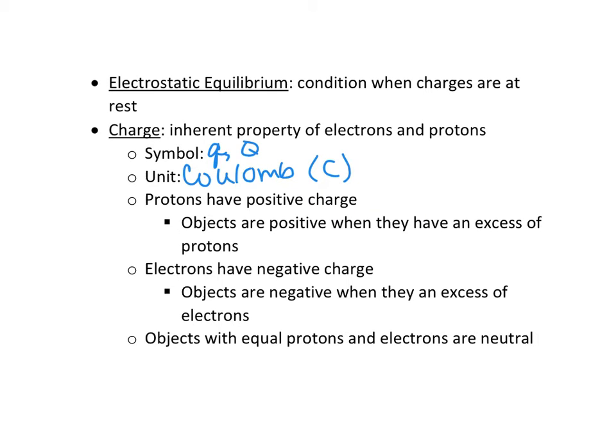This should be review. Protons are positive. An object is positive if it has an excess of protons. Electrons are negative. Objects are negative when they have an excess of electrons. If you have an equal number of protons and electrons, then the object is considered neutral because positive and negative cancel each other out. I hope that is review. It should also be review that like charges repel and opposite charges attract.